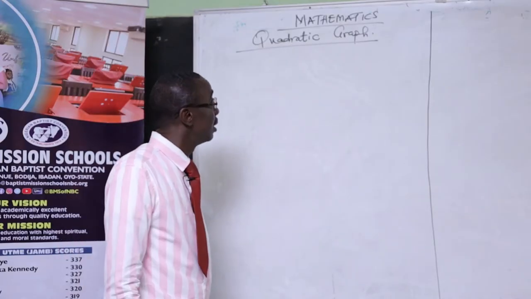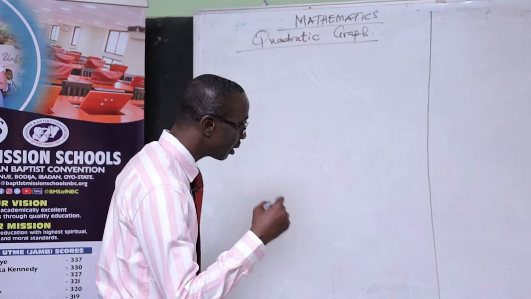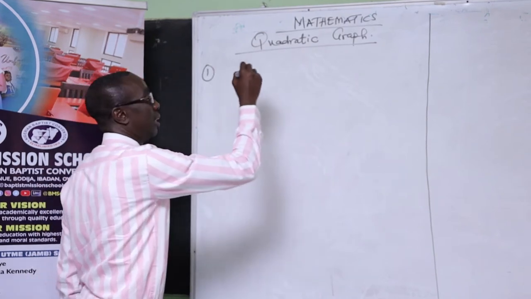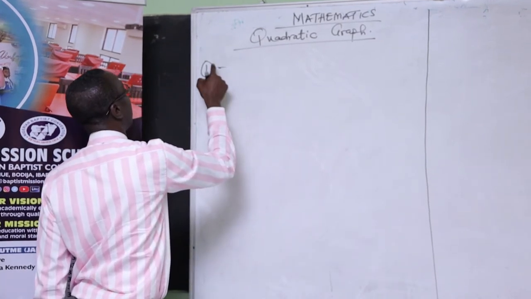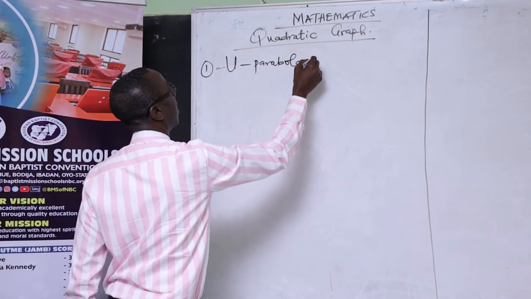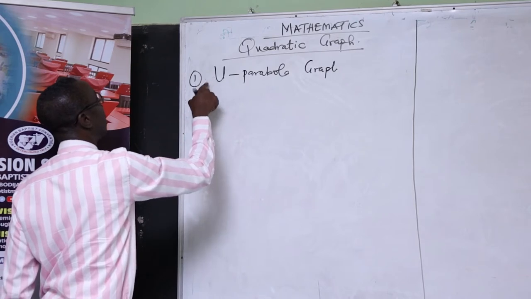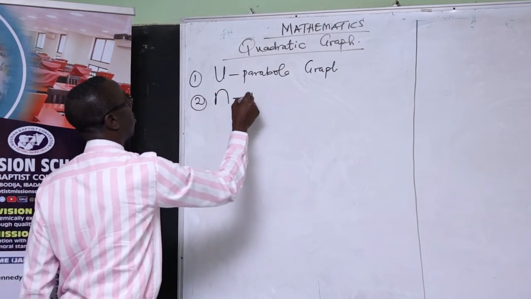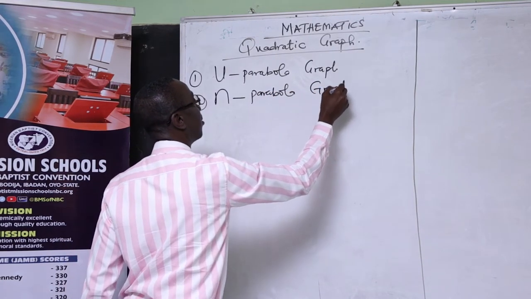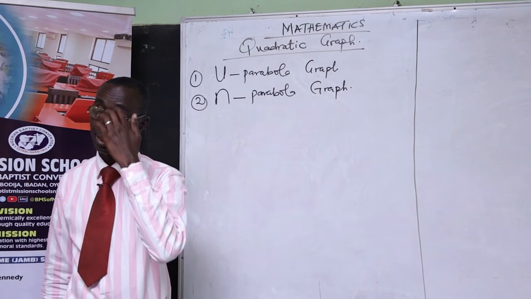Our topic for this morning is quadratic graph. And like you all know, basically, we have two main types of quadratic graph. The U parabola graph, and the N parabola graph. These are the two main types of quadratic graphs that we have discussed in the past, yes or no?